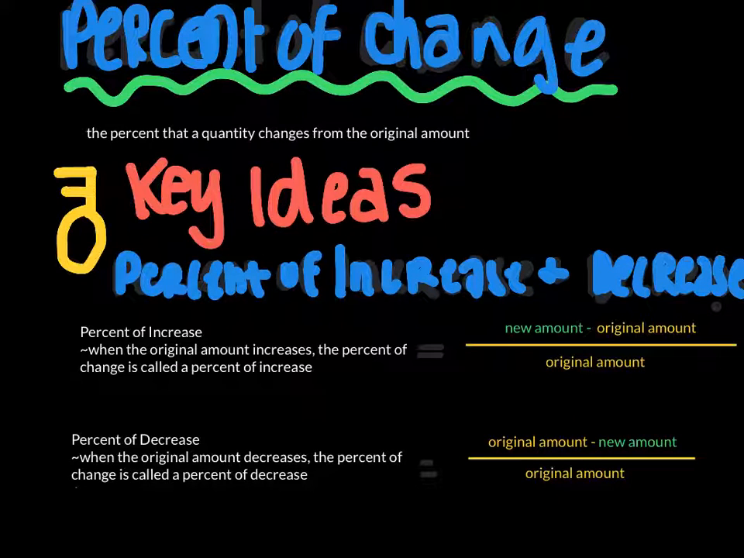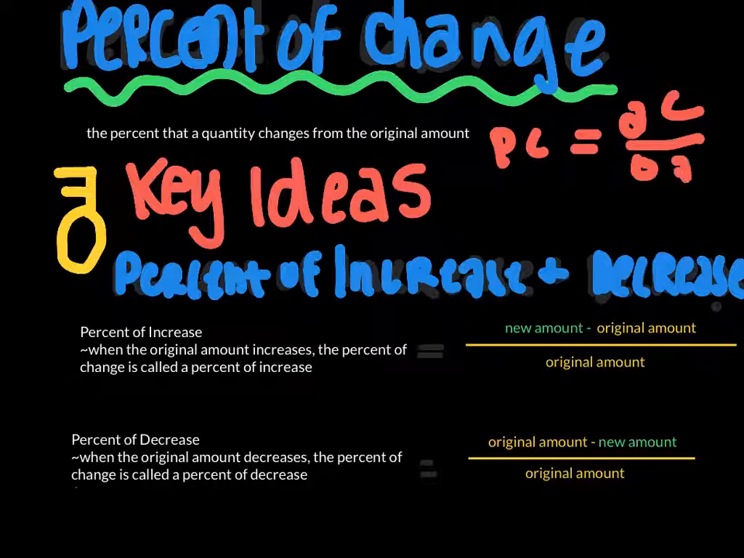The first thing we're going to talk about is percent of change, which is the percent that a quantity changes from the original amount. An equation for that would be percent of change, so I'm just going to put PC equals amount of change over original amount. Okay? The key ideas are for percent of increase and decrease.